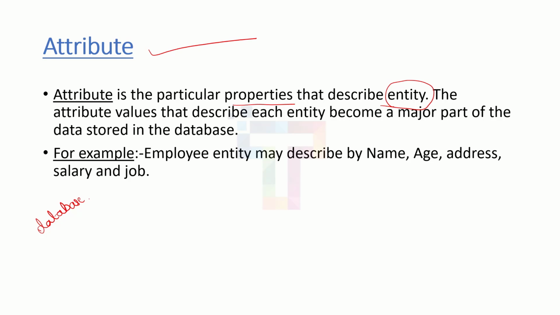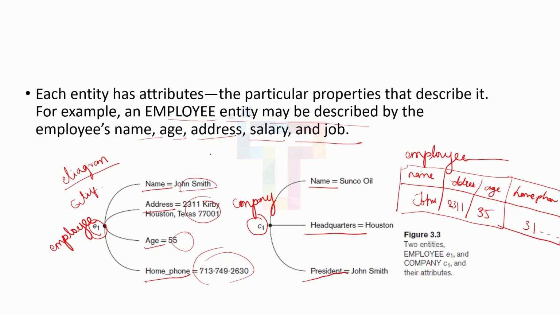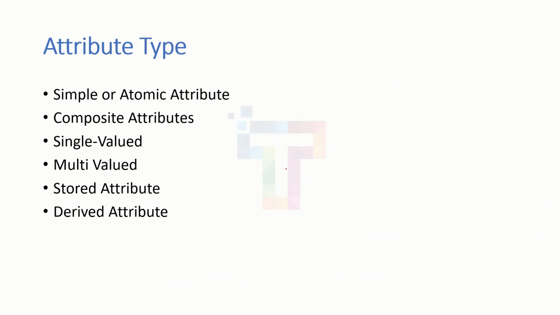The attribute values that describe each entity become a major part of the data stored in the database. See, attributes again play an important role in a database. Without attributes you cannot describe your entity. An employee entity may be described by name, age, salary, job, etc. In this slide only we have seen what an attribute is, right?